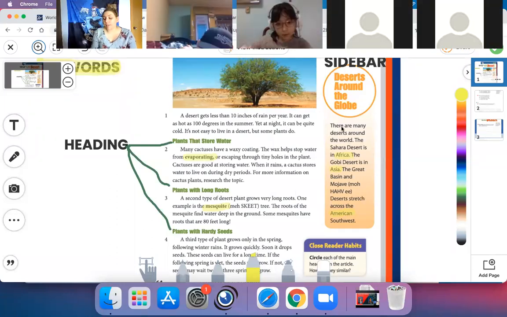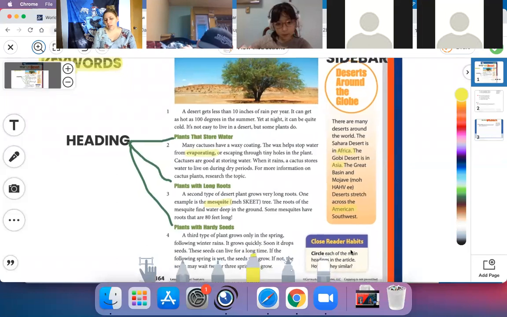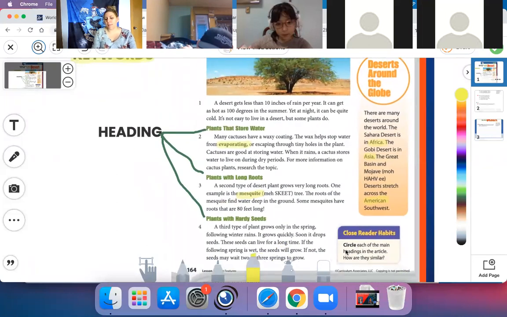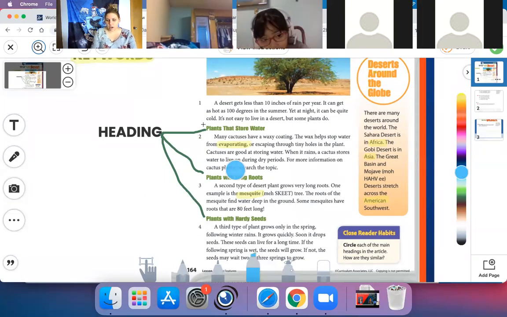So those are 3 different places where we might find deserts. Our close reader habit says circle each of the main headings in the article. How are they similar? So I'm going to highlight our headings. We have plants that store water, plants with long roots, and plants with hardy seeds. So how are they similar? Well, they all start with the word plants.